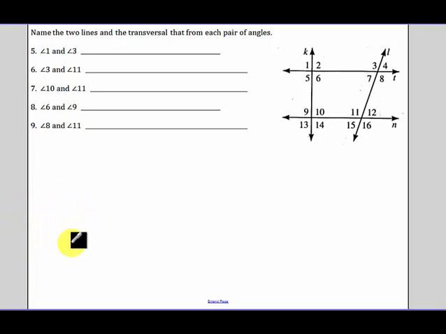Okay, now part of this is challenging because we need to name two lines and the transversal that forms each one of the pairs of angles. I think that it's hard sometimes for students to pick out the lines versus the transversal. So let me draw a little line in here. On the left is going to be our lines, and on the right is going to be our transversal.